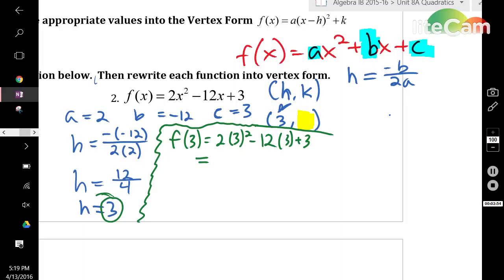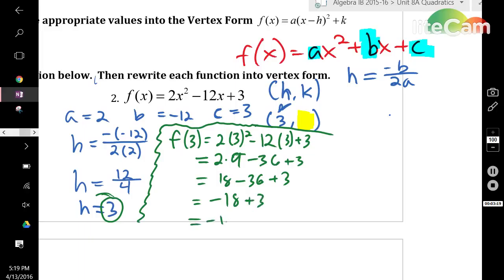Order of operations, exponents first. 3 squared is 9, so 2 times 9. Minus 12 times 3 is 36. Multiplication first. 18 minus 36 plus 3. Working left to right, 18 minus 36 is negative 18. And negative 18 plus 3 is negative 15. So that is your k value, or your y value, your vertex we'll call it. And that's step 1, finding the vertex.